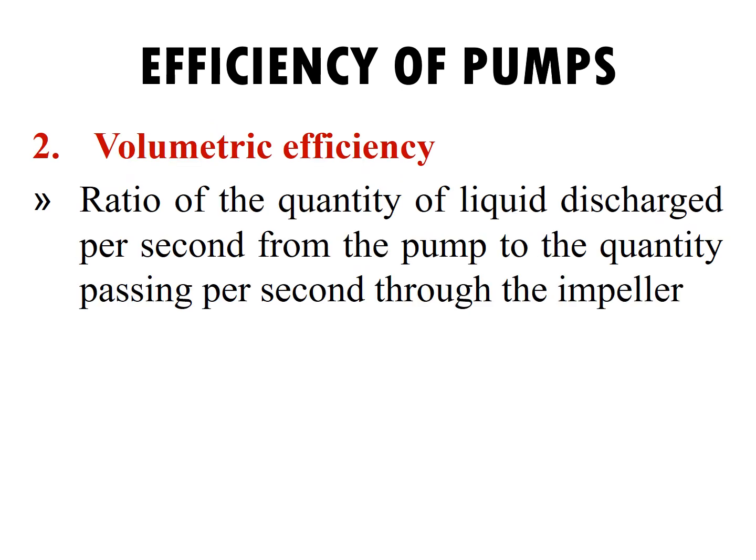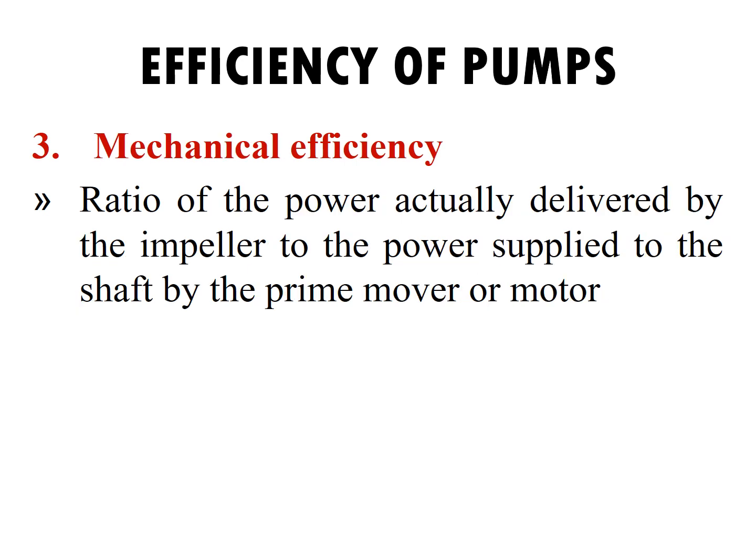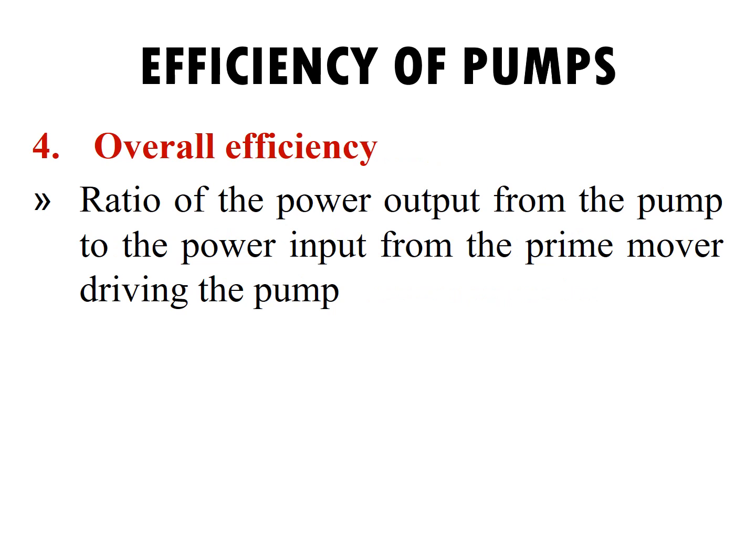Similarly, you have volumetric efficiency, that is the ratio of quantity of liquid discharged per second from the pump to the quantity which is passing through the impeller. The mechanical efficiency is related to power, which is actually delivered by the impeller to the power supplied by the shaft of the prime mover or the motor. So the last one is overall efficiency. As you know, it is output by input. Output is what we obtain from the pump, and the input is what we supply from the prime mover driving the pump.